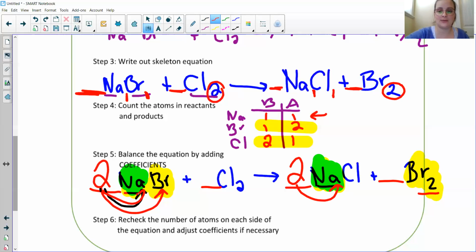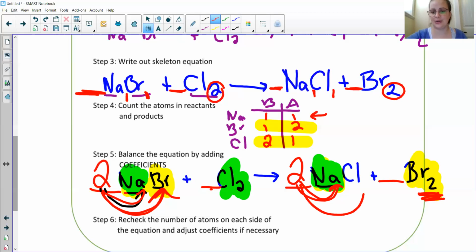I have 2 sodiums, I have 2 sodiums. I have 2 bromines, I have 2 bromines. I am now good for sodium and bromines. I can now move to the next piece, which is chlorine. And I have 2 chlorines here, and I have 2 chlorines here, because remember, this coefficient affects everything it's in front of. So there's 2 chlorines here.